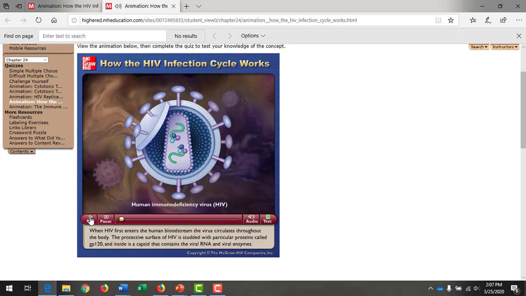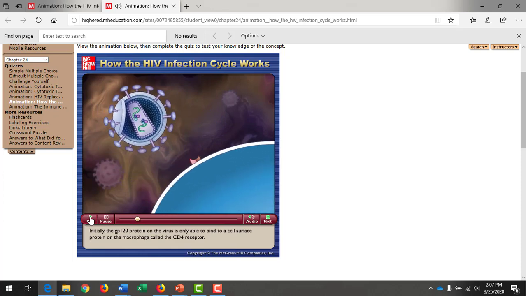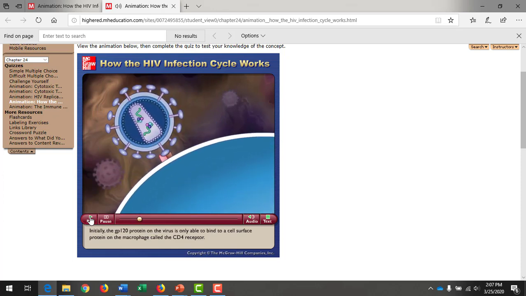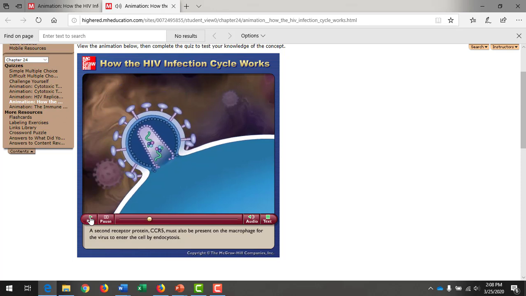When HIV first enters the human bloodstream, the virus circulates throughout the body. The protective surface of HIV is studded with particular proteins called GP120, and inside is a capsid that contains the viral RNA and viral enzymes. Initially, the GP120 protein on the virus is only able to bind to a cell surface protein on the macrophage called the CD4 receptor. A second receptor protein, CCR5, must also be present on the macrophage for the virus to enter the cell by endocytosis.